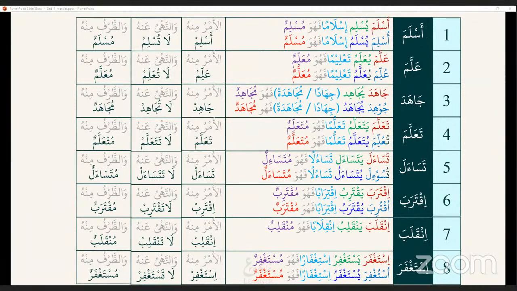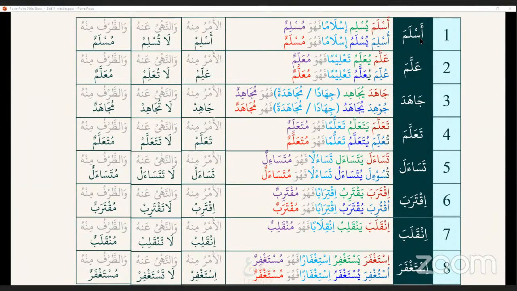And there are three abwab that start with Hamzatul Wasl, and they are Iqtaraba, Inqalaba, Istaghfara. I have written Hamzatul Wasl with a sign below it so that it becomes easy for you to memorize. And the others are Allama, Jahada, Ta'allama, Tasa'ala. Let's start with Aslama.